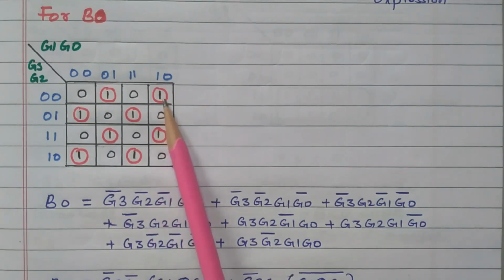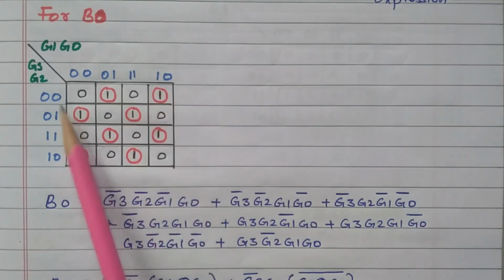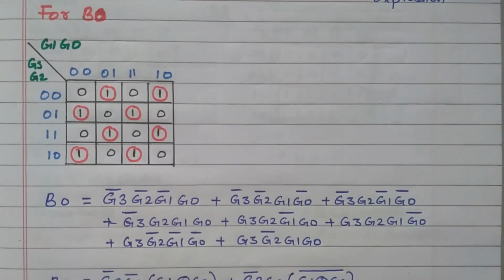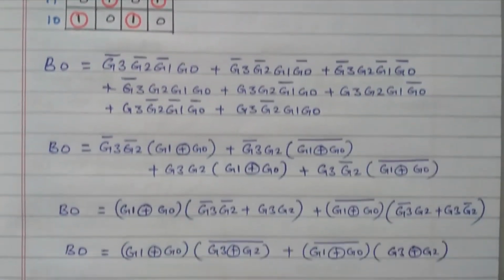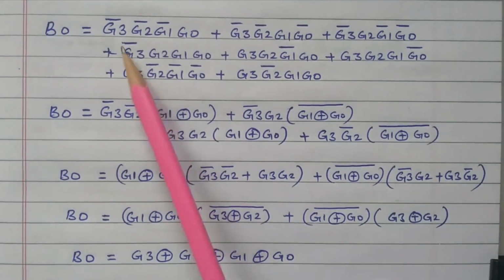Right. Similarly, we'll go for the next term. Next term is 0 0 1 0. First 2 zeros, then 1, 0. 0 0 means G3 dash, G2 dash, then 1 means G1, again 0, G0 dash. Right. Like that, we can write all 8 terms. Then we'll go for the simplification. In an analytical manner, we'll go for simplification because it is very difficult to implement these 8 terms.